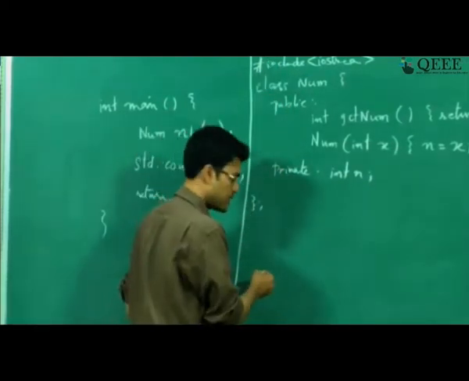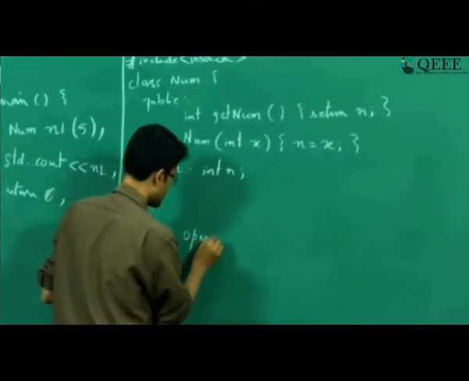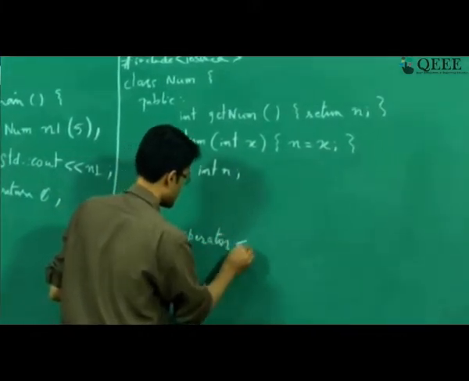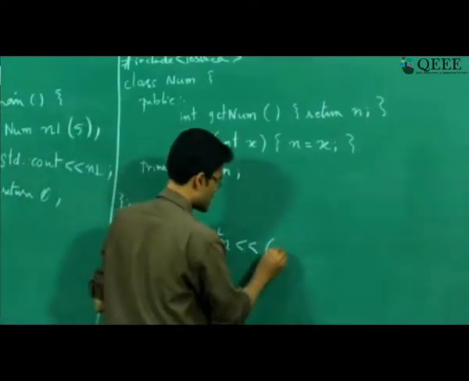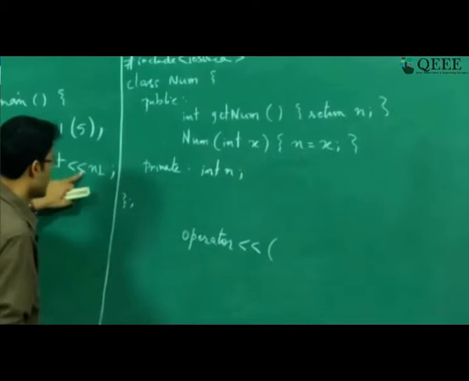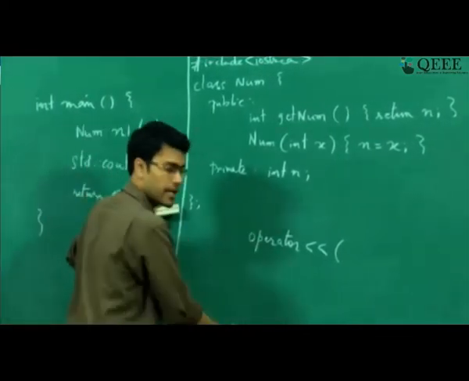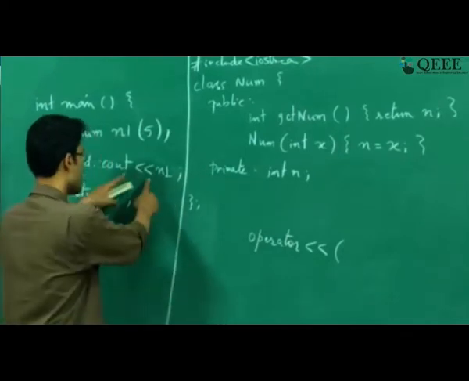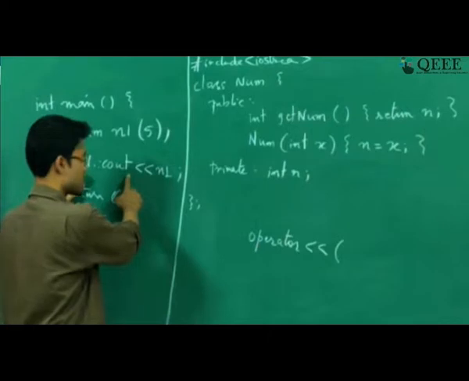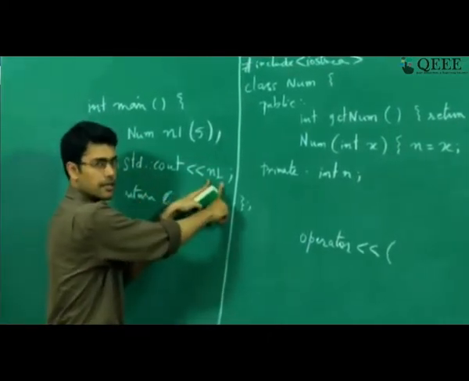So what I am defining is an operator left shift, the same syntax as we had earlier. It takes not only n1; since it is outside any of the classes, it should take 2 parameters. So it's a binary operator, so it should take 2 parameters. One is the ostream and another one is the num class.